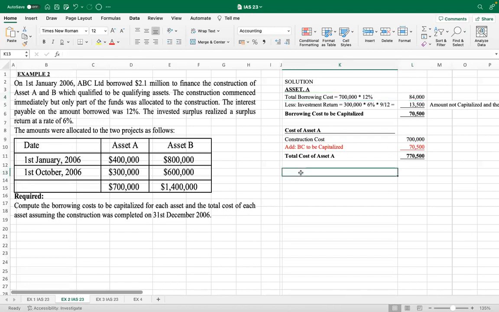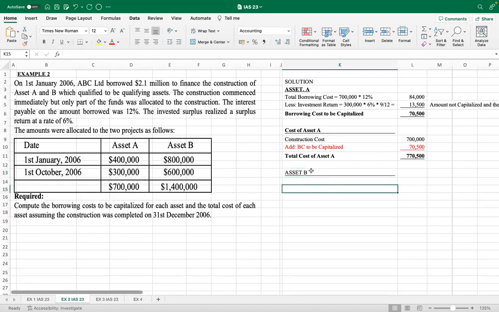Can we move, please, to asset B? Asset B. Now, in our asset B, I will repeat the same logic as this. So I'll just repeat the same process.